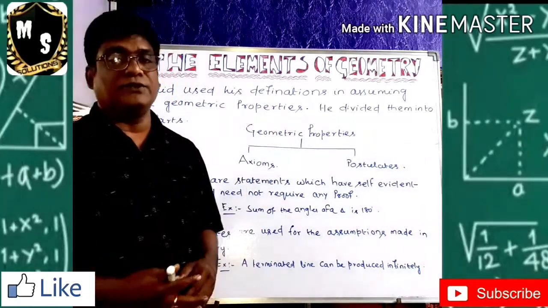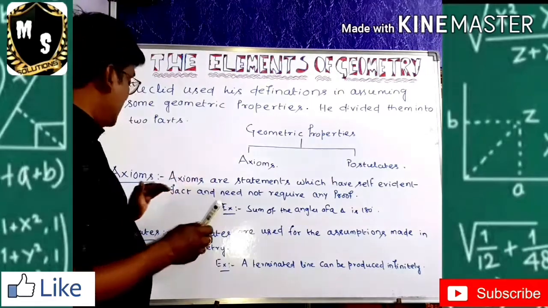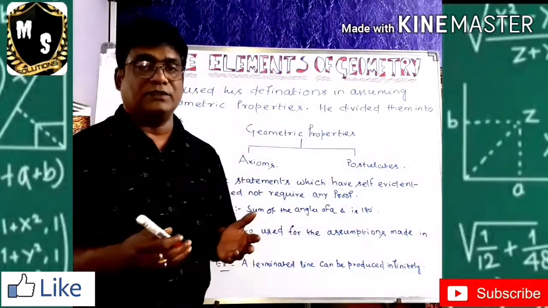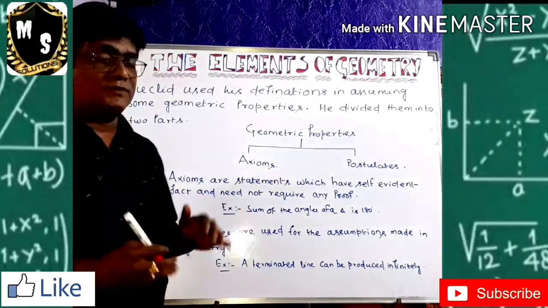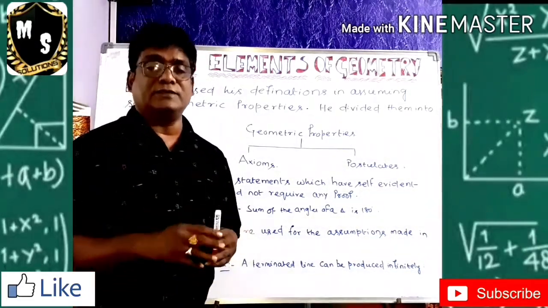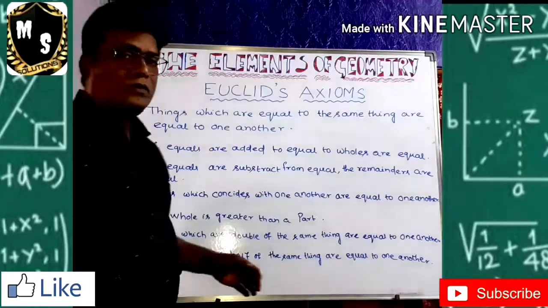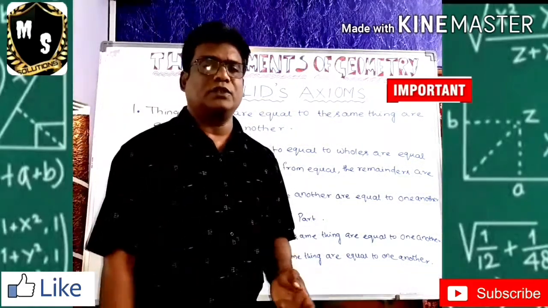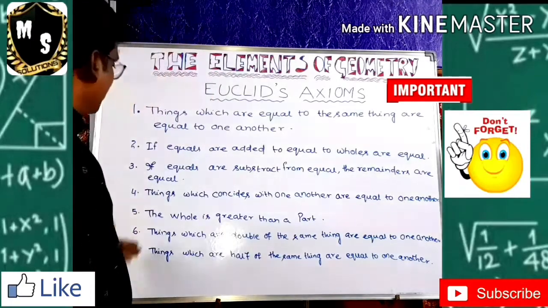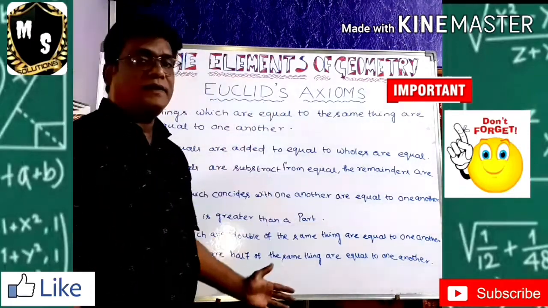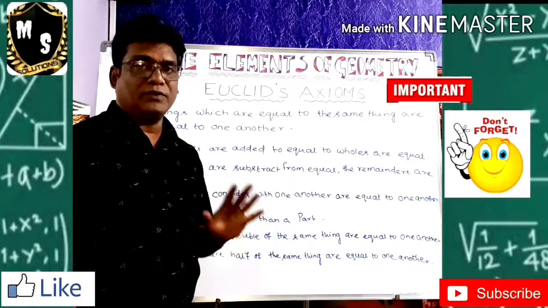Now I want to show you some axioms of Euclid. The evidence given by Euclid is called the axioms of Euclid. I am going to discuss it now. According to Euclid, come to Euclid's axioms. There are 7 axioms given by Euclid. I wrote them here, and one by one I am explaining them to you now.